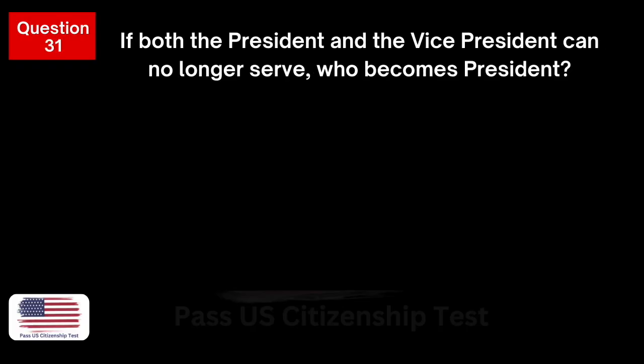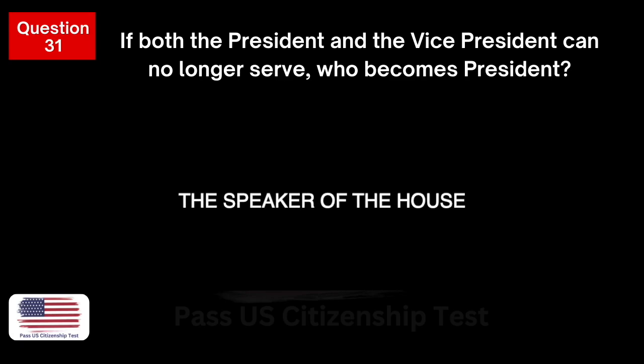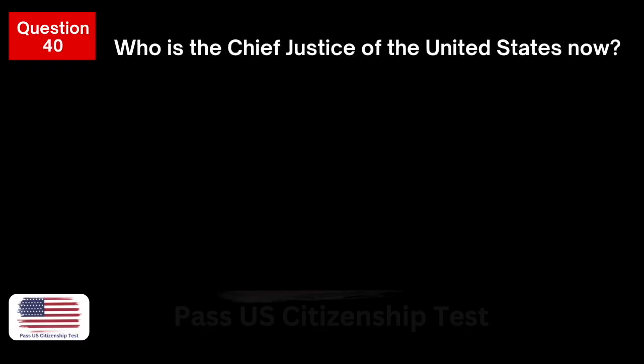If both the president and the vice president can no longer serve, who becomes president? The Speaker of the House. Who is the Chief Justice of the United States now? John Roberts.